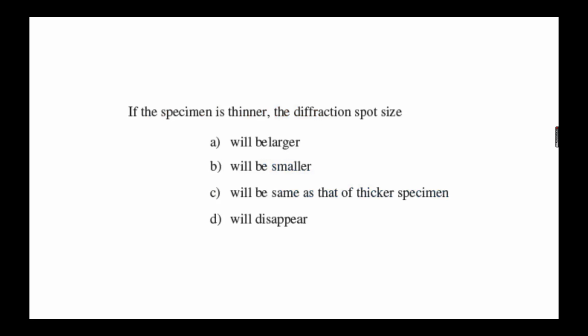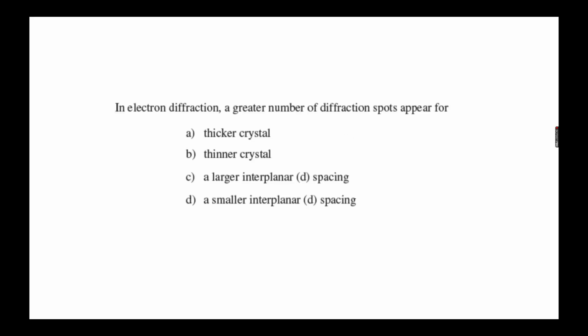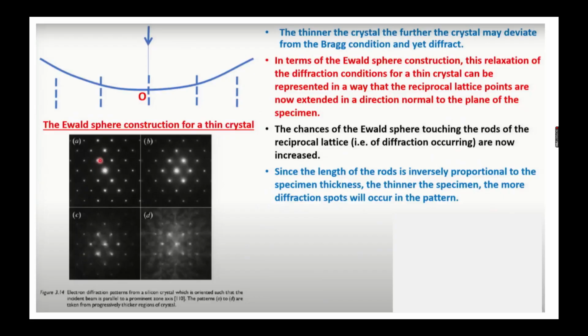So here the answer will be: the thinner the specimen, the larger the number of diffracted spots. Earlier the question was related to the size of the diffraction spot, and here it is the number of diffraction spots. I have answered the same in the last slide. Thinner the material, more the diffraction spots. Thicker the material, fewer the diffraction spots.